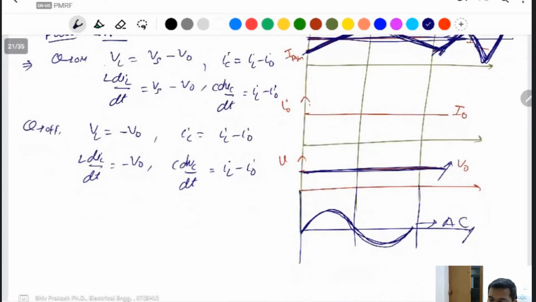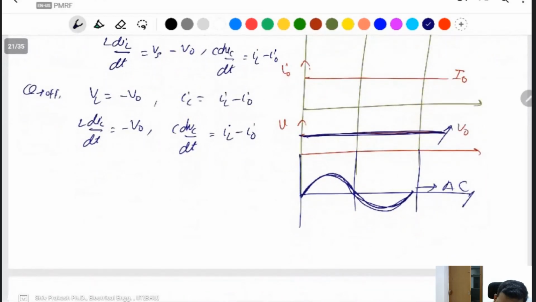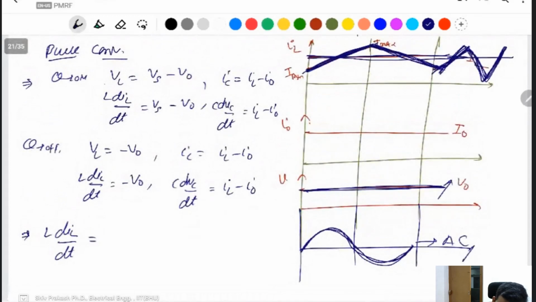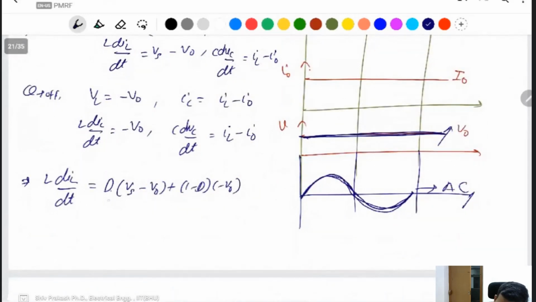To find the transfer function, I am doing the small signal analysis. Take the inductor voltage in one equation and the capacitor current in one equation. If you want to take diL by dt in one equation, when the switch is on, multiply by D, so this one is Vs minus V naught, plus when the switch is off, 1 minus D times minus V naught. If the switch is on, this one is fine, and if the switch is off, this one is fine.